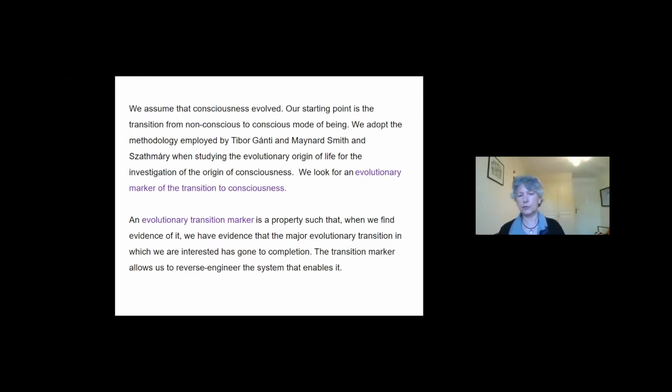Now, I will start with a definition of what an evolutionary marker is. If a transition happens, there is, we say, an evolutionary marker, which is a property such that when we find evidence of it, we have evidence that the evolutionary transition that we are interested in, whether it is the transition to life or the transition to consciousness, has gone to completion. And the transition marker allows us to reverse engineer the system that enables it.